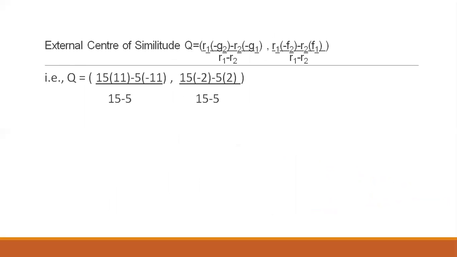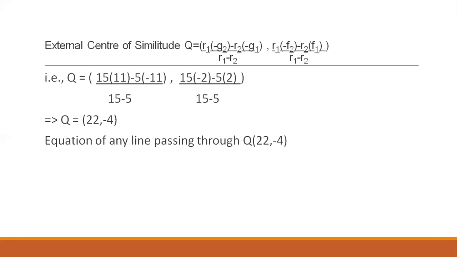So, I choose a method in which external center of similitude Q is equal to R1 into minus G2 minus R2 into minus G1 by R1 minus R2, comma R1 into minus F2 minus R2 into F1 by R1 minus R2. Here Q is equal to 15 into 11 minus 5 into minus 11 by 15 minus 5, comma 15 into minus 2 minus 5 into 2 divided by 15 minus 5. From which Q is equal to 22 comma minus 4. Now, our direct common tangents pass through Q.